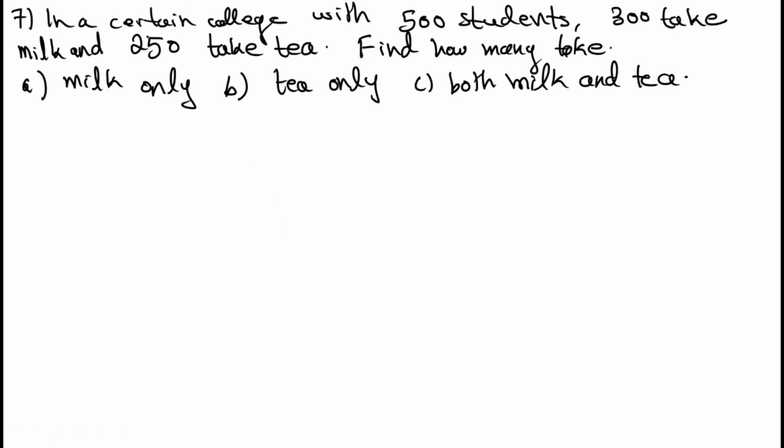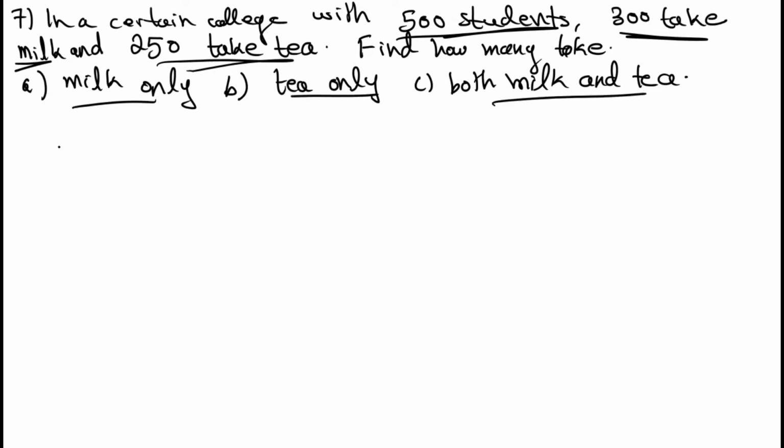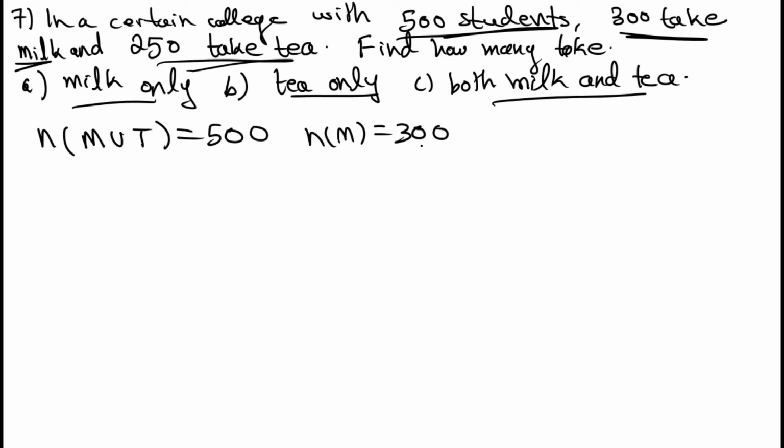See the next question. In a certain college with 500 students, 300 take milk and 250 take tea. Find how many take milk only, tea only, both milk and tea. Very simple question. In a college of 500 students, that means n of total number of students 500, they are taking milk and tea. It's equal to 500. In that, n of milk is equal to 300, number of students taking milk equal to 300, and number of students taking tea, n of tea is equal to 250.